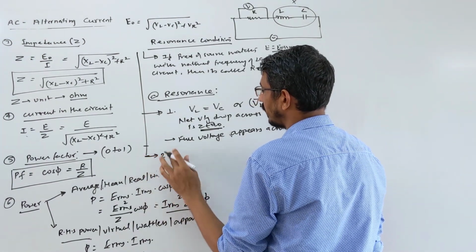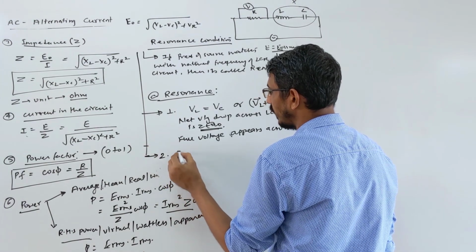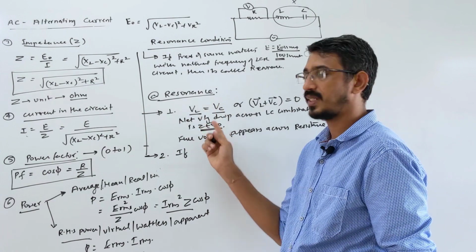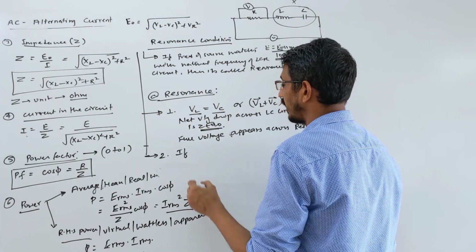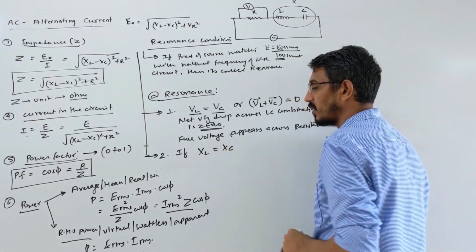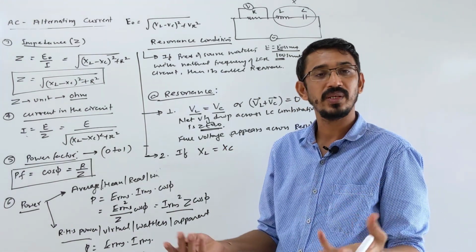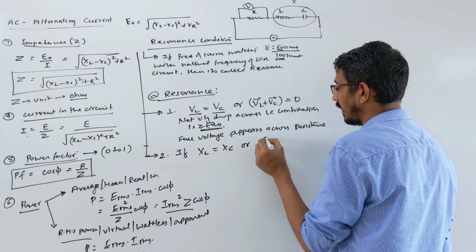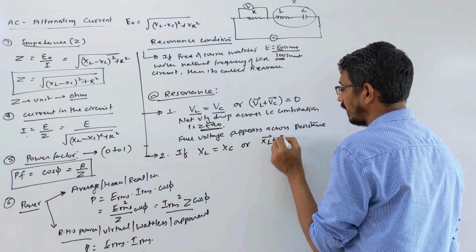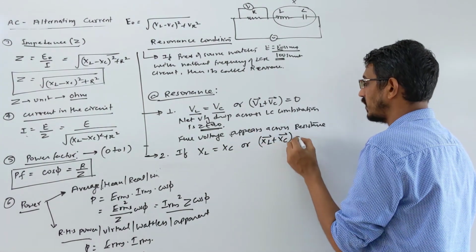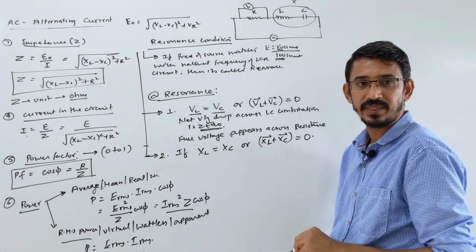Another way you can say is, if the voltages are equal, then I into XL equals I into XC, correct? So I cancels, then you say that if XL is equal to XC, if inductive reactance is equal to capacitive reactance, this is also your resonance, right? Or you can also say that if the net reactance XL minus XC is 0, this is also your resonance.